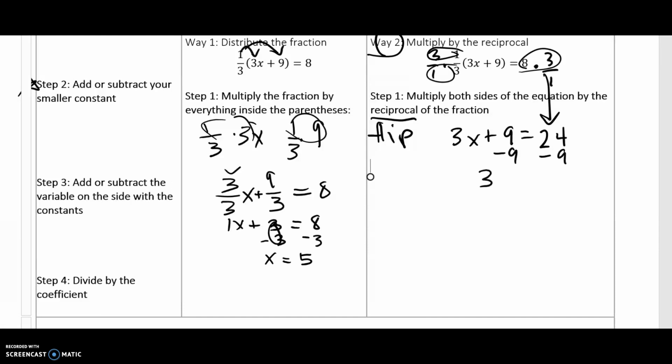I'm left with 3x equals, and I'm going to continue with my math over here. So let's see, 24 minus 9, I'm going to have to move this over, and I get 15, and bring down the 1. Now I'm looking at step number 4, which is divide by the coefficient. Remember, coefficient's the word for the number that multiplies x. There's an imaginary multiplication sign, and the opposite would be to divide. So divide by 3 on both sides, and x equals 5.